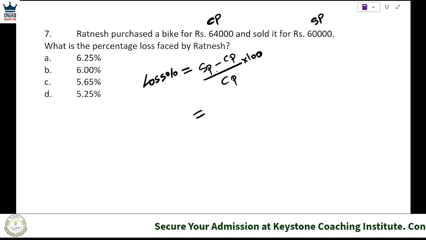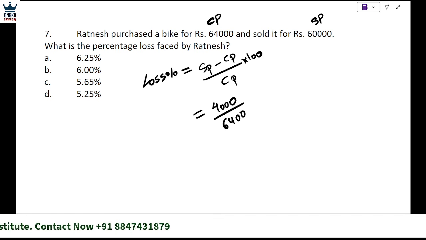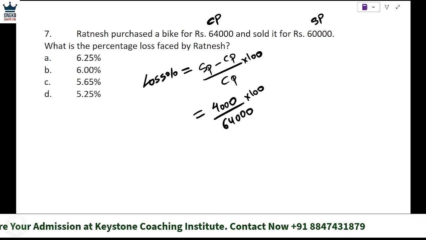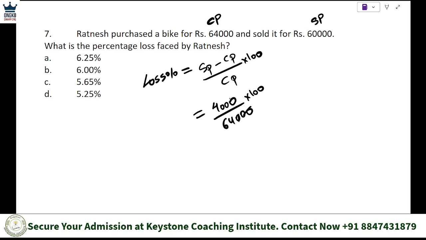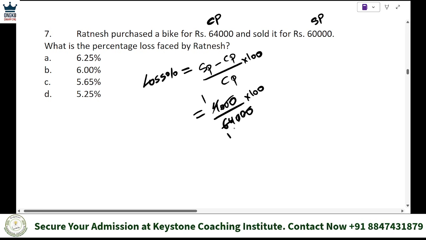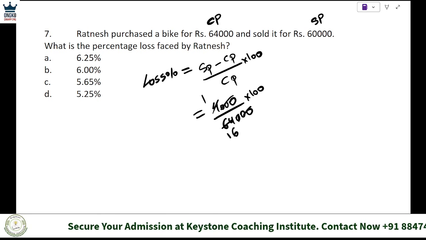So 64,000 minus 60,000 is how much? 4,000, so 4,000 is the loss. Cost price is how much? 64k. Percentage, so into 100. Here 0s cancel, so 4 1s are 4, and 4 6s are 24. So 100 by 16.